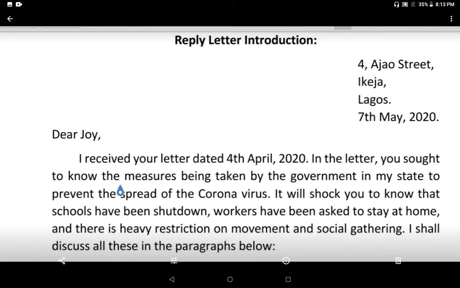So one, you acknowledge it. I received your letter dated 4th April 2020. Then you talk about your reference. In the letter, you sought to know the measures being taken by the government in my state to prevent the spread of the coronavirus. Then you can go ahead and talk about your point. It will shock you to know that schools have been shut down, workers have been asked to stay at home, and there is heavy restriction on movement and social gathering. Then you can give a cue, which you call the intro. I shall discuss all these in the paragraphs below.